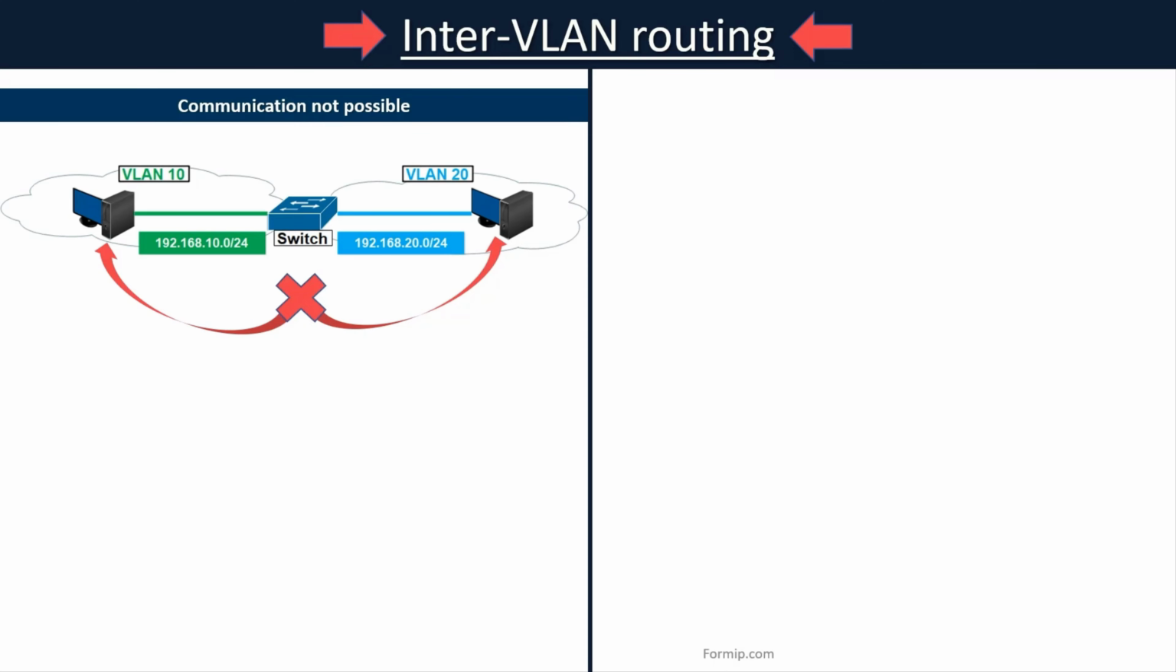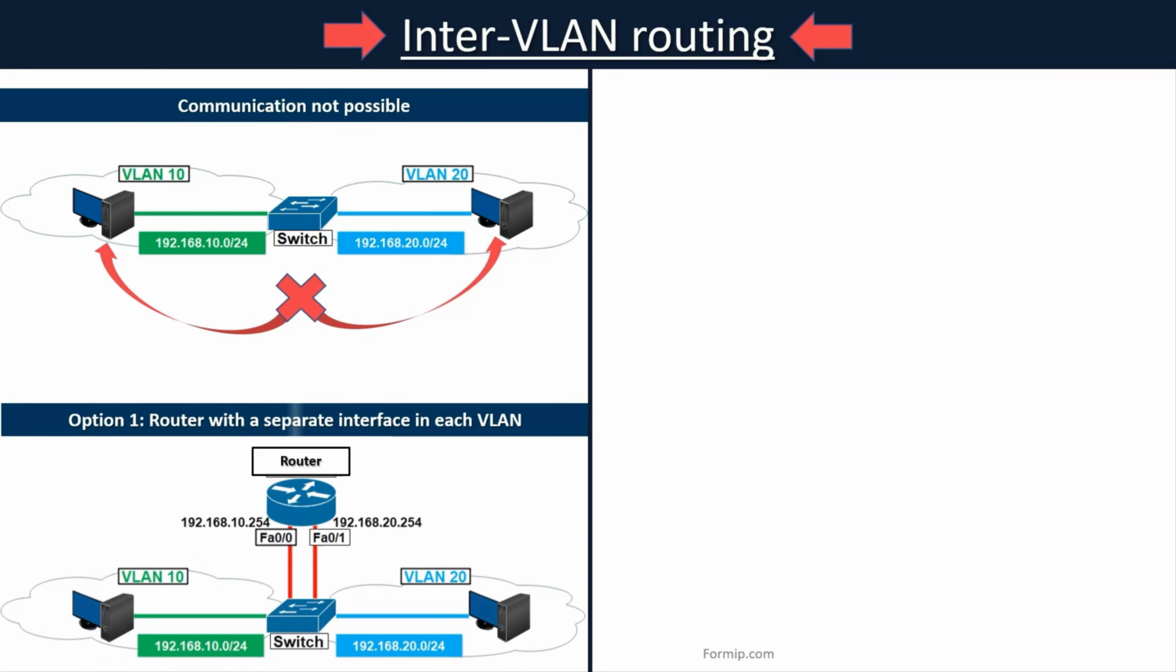There are 3 different ways to do inter-VLAN routing. For example, you can do this with a router that has a separate interface in each VLAN. This is called traditional inter-VLAN routing. VLANs are associated with IP subnetworks. This configuration makes routing in a multi-VLAN network easier.